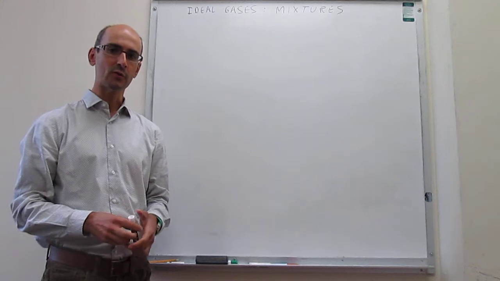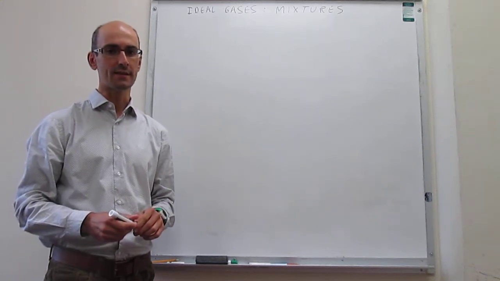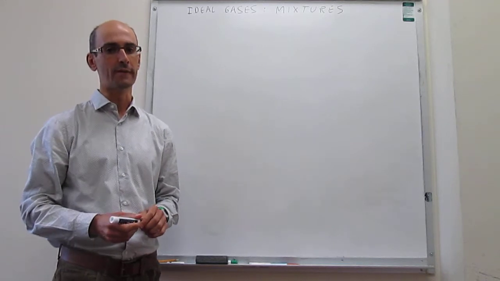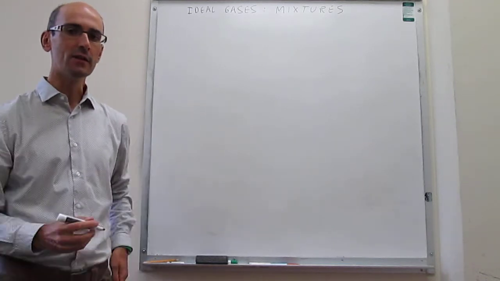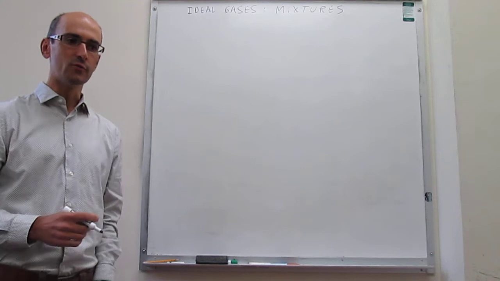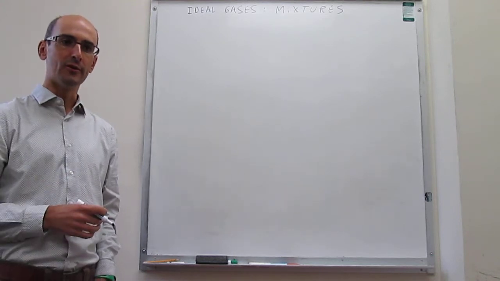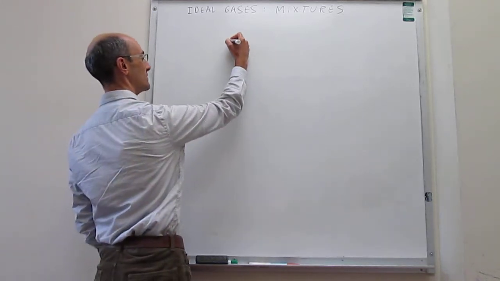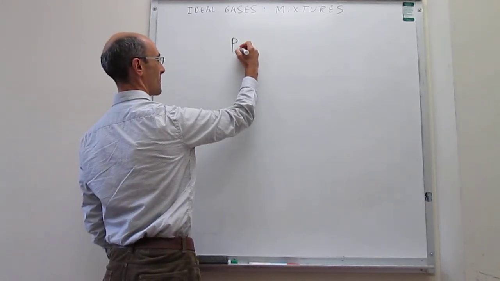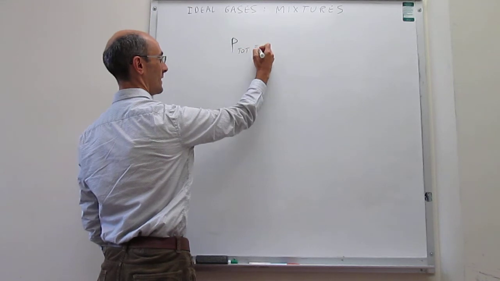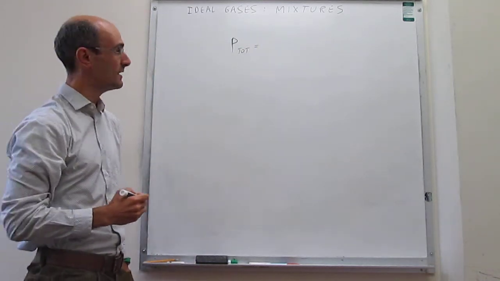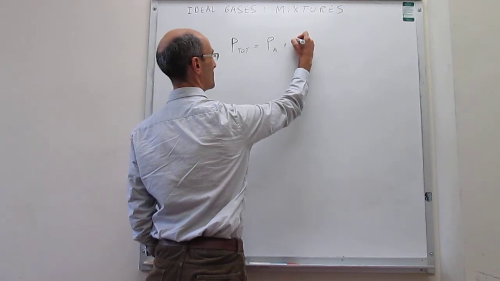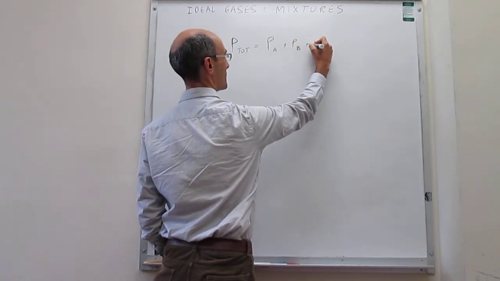So the question is, how do we think about those mixtures of gases, and how do we begin to quantify what's going on there? All right, so the key law that you need to understand to begin to learn about mixtures of gases is Dalton's law. Dalton's law is as follows. When you have a mixture of gases, the total pressure exerted by all those gases is simply the sum of the individual pressures of all of the gases that you have.